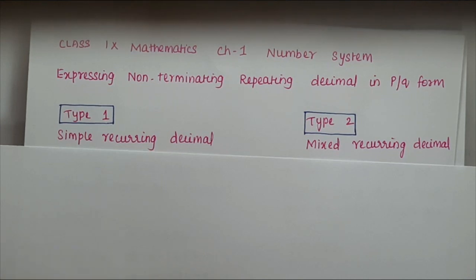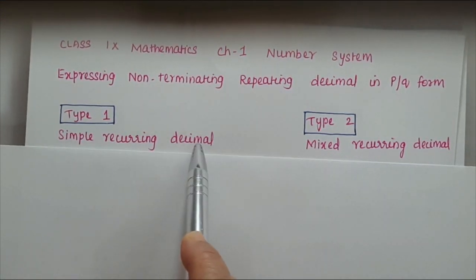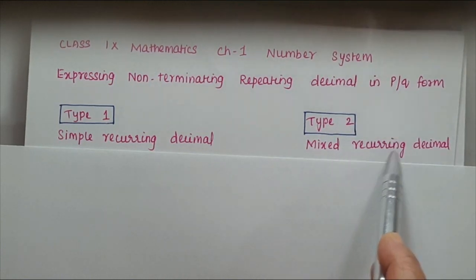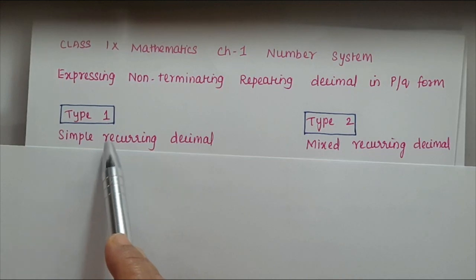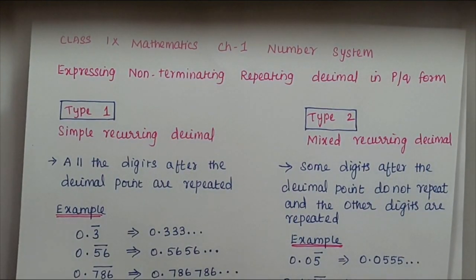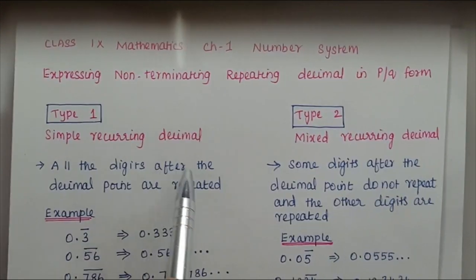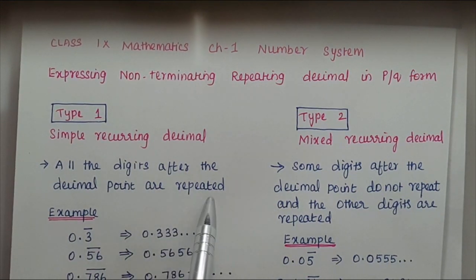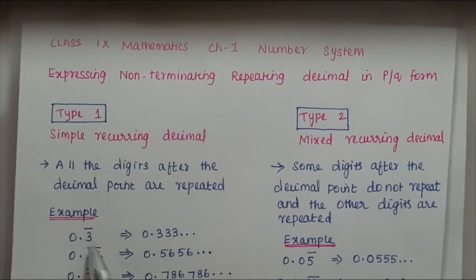Here I am classifying all the problems under this topic into two types. Type 1 is simple recurring decimal and type 2 is mixed recurring decimal. Let's see some examples for type 1, simple recurring decimal. So what is simple recurring decimal? In simple recurring decimal, all the digits after the decimal point are repeated. That is, the bar is over all the digits after the decimal point.